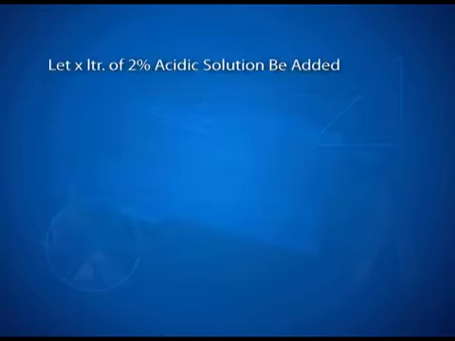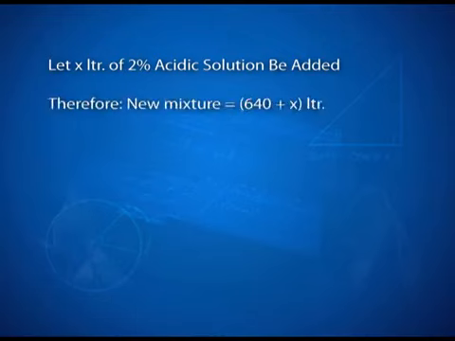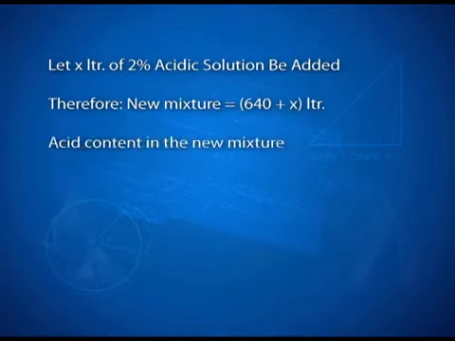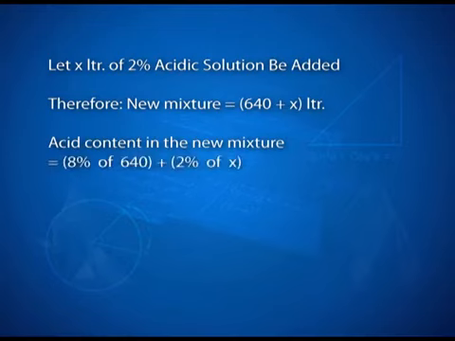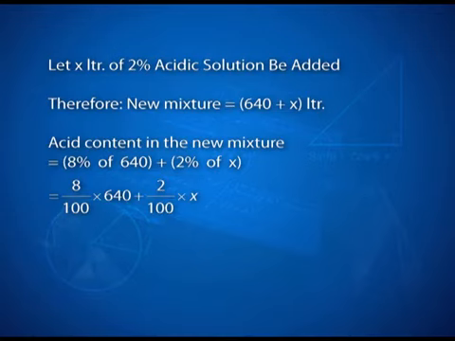Let us assume that x liters of 2% acidic solution is to be added. Therefore, the new mixture is 640 plus x liters, and the acid content in the new mixture is 8% of 640 plus 2% of x, that is 8 by 100 into 640 plus 2 by 100 into x. Simplifying it, we get 5120 upon 100 plus 2x upon 100.